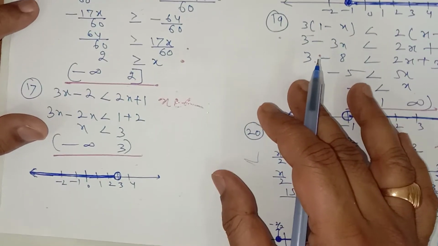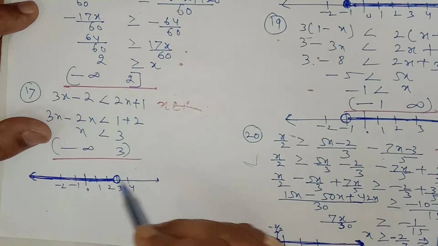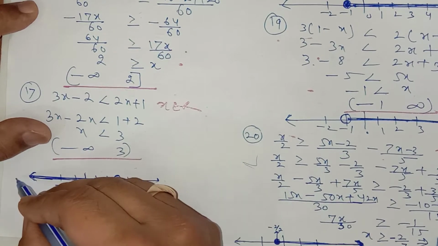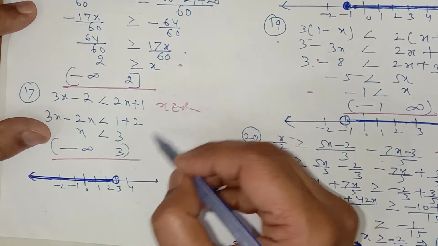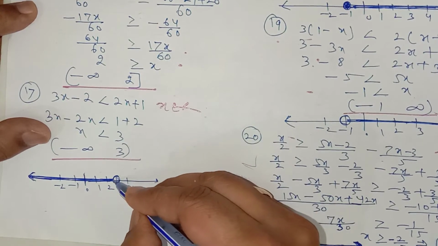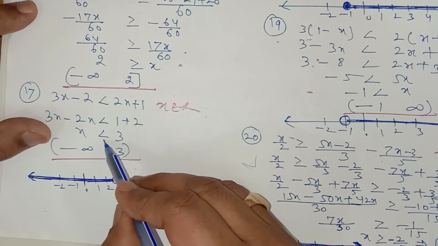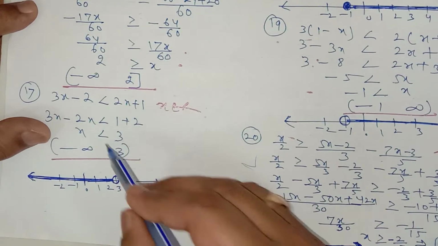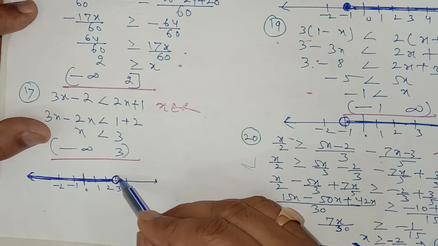Now how do you have to mark this on a number line? You draw a number line, put 1, 0, 1, 2, 3 and so on, minus 1, minus 2, minus 3 and so on, because the value of x is less than 3. So mark a hollow circle at 3, because the equal sign is not there. If it is an equal sign, then you have to dark it also. When it is not equal sign, you have to mark the hollow point.